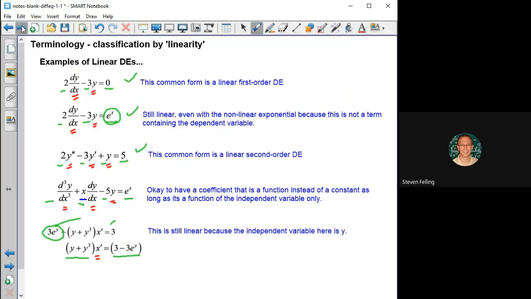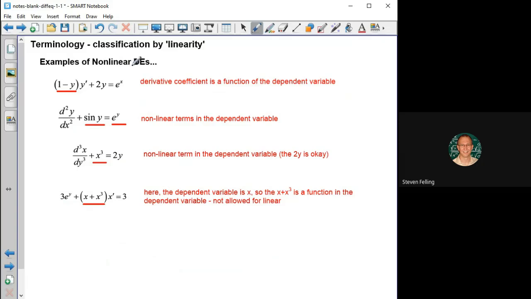Okay, now here's some examples of things that are not linear, nonlinear. If we went through that same kind of thing here, here's the y prime and y, so the dependent variable is y. But if we look at the coefficients, this is okay because e to the x contains only x's, the 2 is fine, but this is bad because this contains the dependent variable. We're not allowed to have a coefficient that contains the dependent variable.